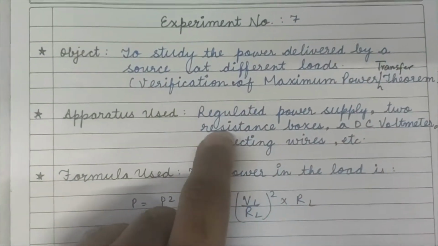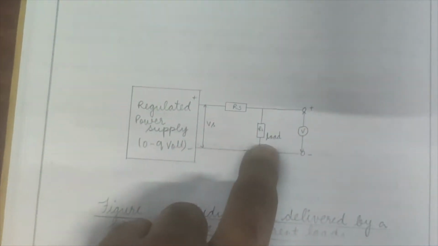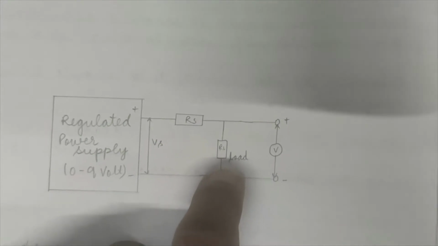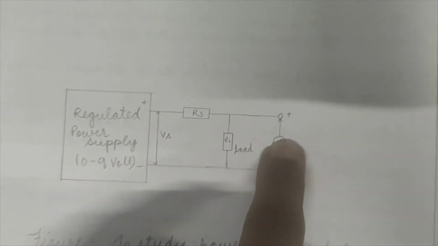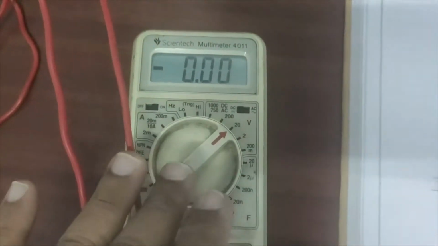The apparatus we need is a regulated power supply. We already know this is my regulated power supply, and then we need two resistance boxes. One will be my RS, the source resistance, and another will be RL, the load resistance, and we need to find the output voltage across this load resistance, and for this we will use the multimeter.